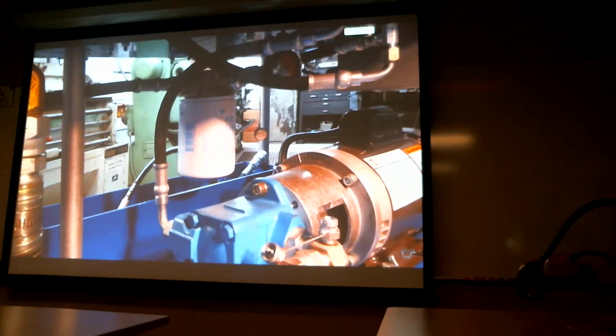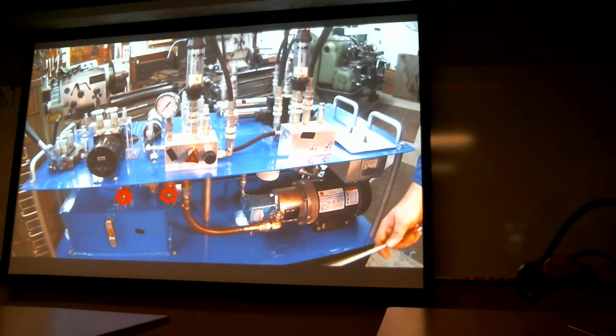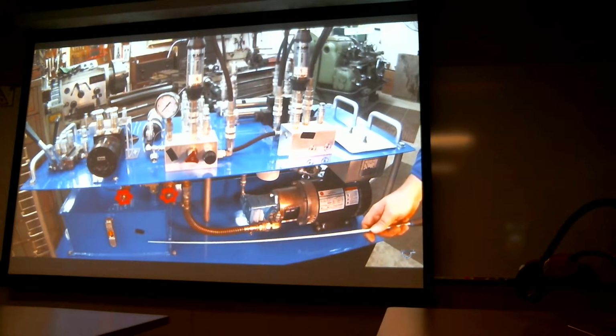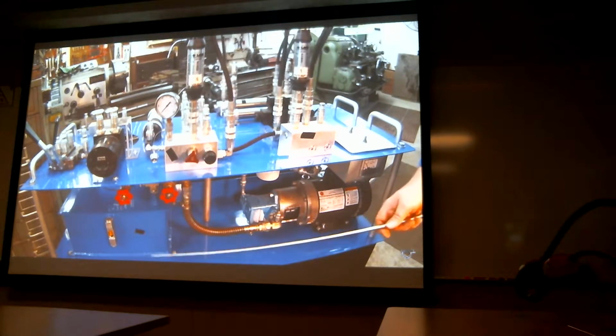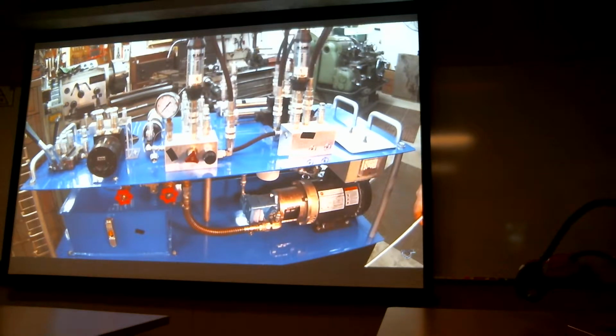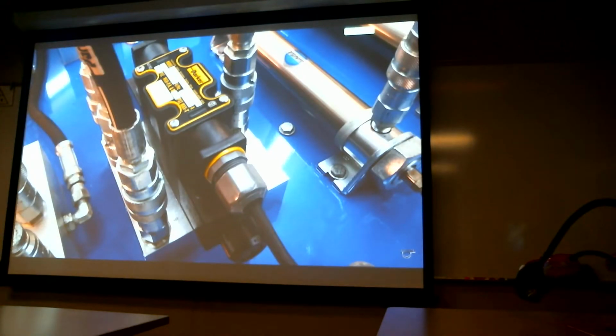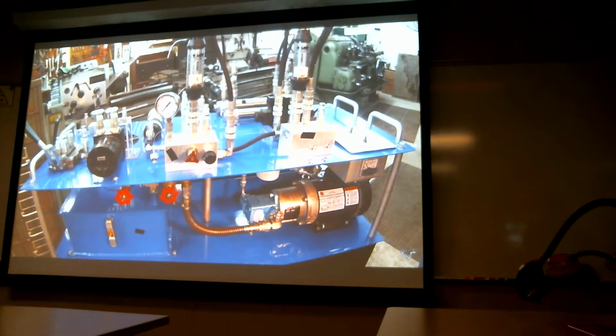We got a filter back here. It's a little difficult to see. And then we have inside the tank here a strainer. And then as we go through this into the next couple of sessions, you'll understand what a strainer does and how they fail and things like that. Then the next thing we have is a directional valve. Here's a directional valve here, solenoid operated. And then over here, you have a manual directional valve. You actually have to pull those with your hand.